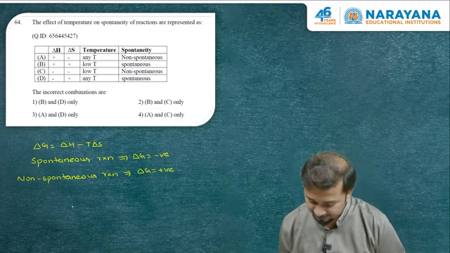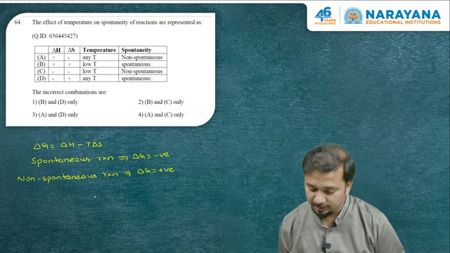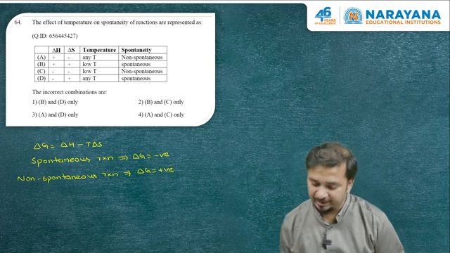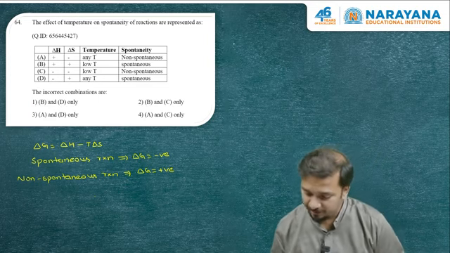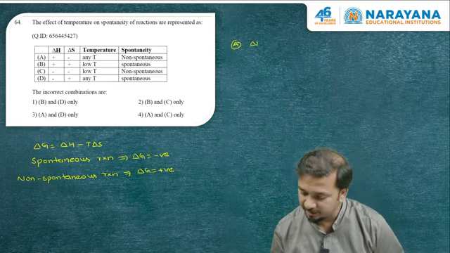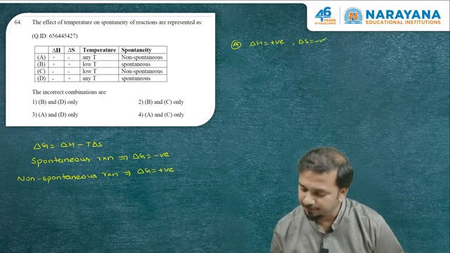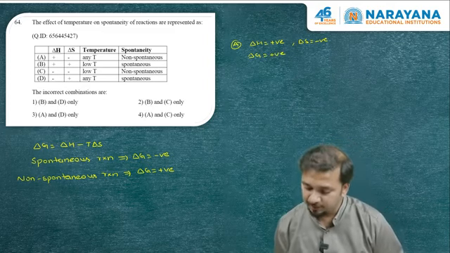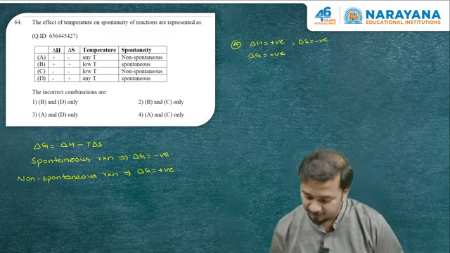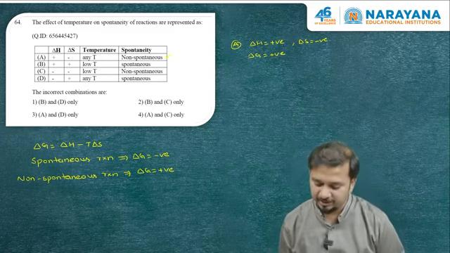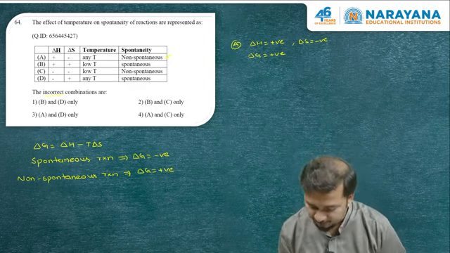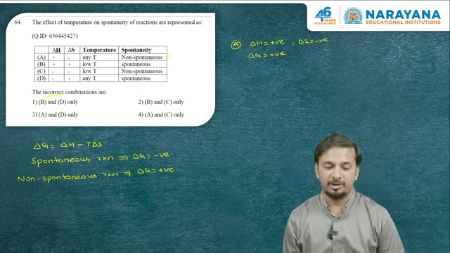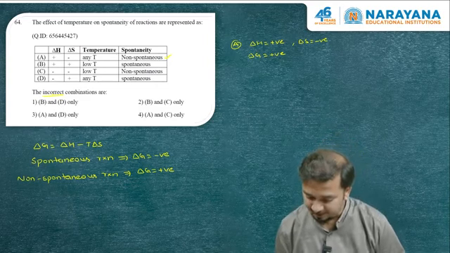Now, if you take first statement, delta H is positive and delta S is negative. So, if delta H is positive and delta S is negative, delta G will always be positive. And if delta G is positive, it means it is always non-spontaneous. So, statement A is correct. Okay, one more important point is they are asking the incorrect combination. So, statement A is correct.